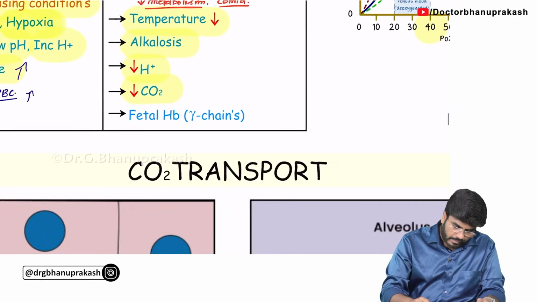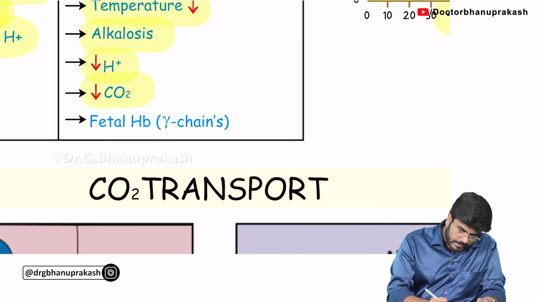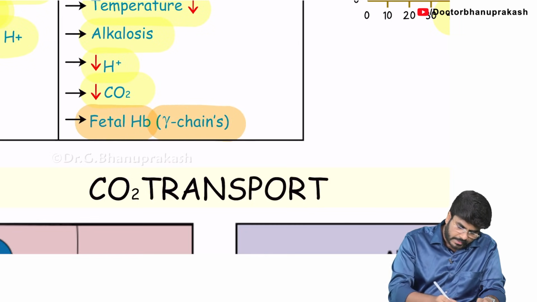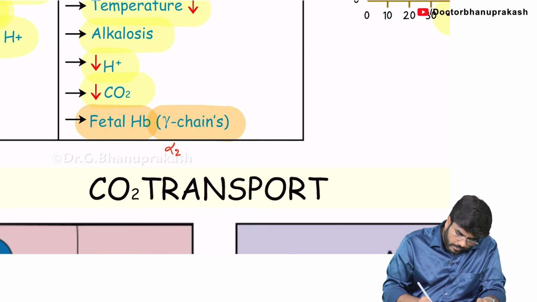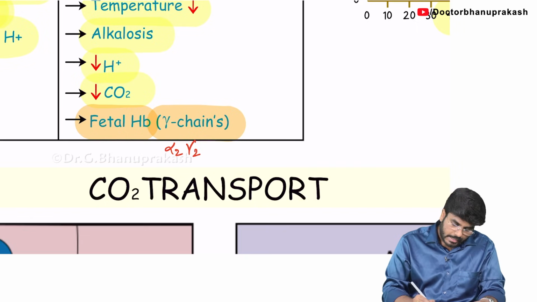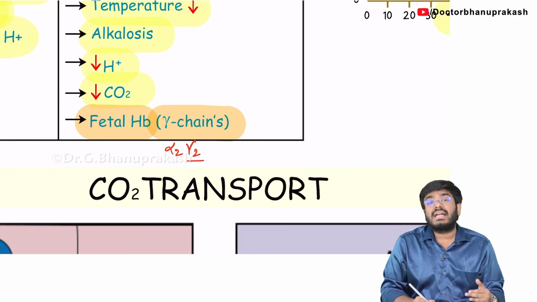Not only that, one more important point which I want you to know, guys, is fetal hemoglobin. Fetal hemoglobin is made up of alpha 2, gamma 2 chains. Normally in adult hemoglobin there are alpha 2, beta 2 chains, right? Fetal hemoglobin has these gamma chains.